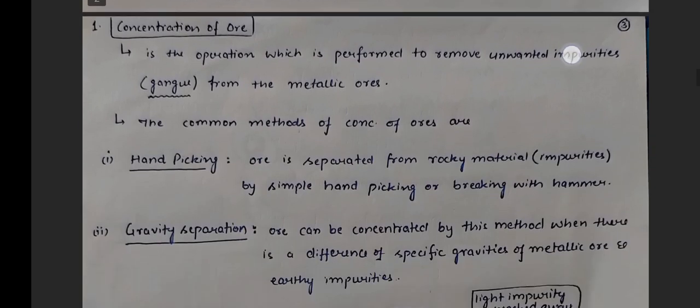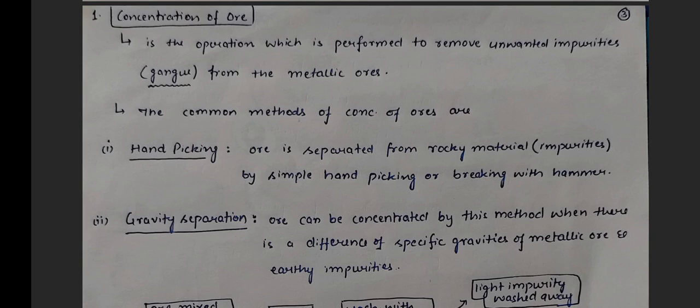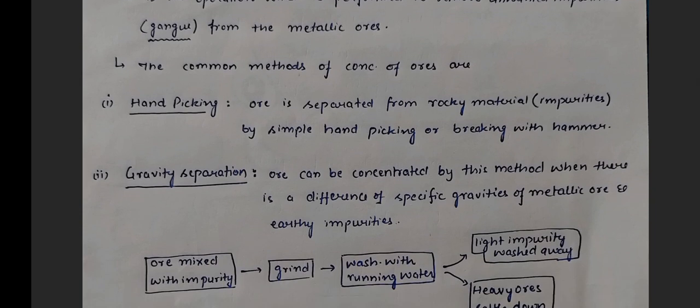So, the first one is concentration of ore. Concentration of ore is the operation which is performed to remove unwanted impurities, that is gangue, from the metallic ores. The common methods of concentration of ores are handpicking, where ores are separated from rocky materials or impurities by simple handpicking or breaking with hammer.